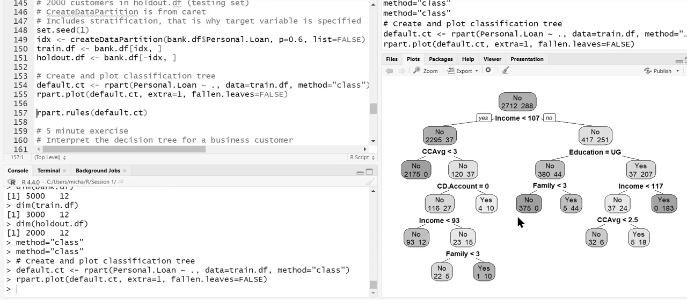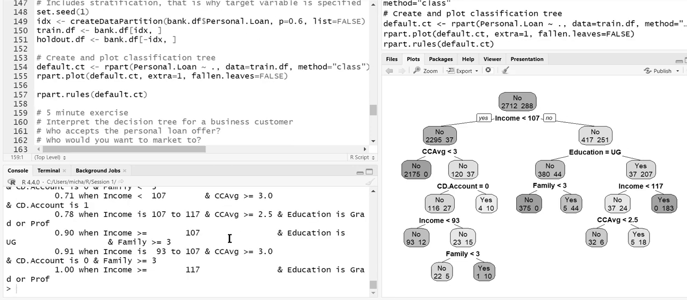Okay, so here we see it, and we can just intuitively look at this. Here we get a yes, and we're getting a yes for people who are relatively high income and who are not undergraduates. So they're grad or professionals. Okay, and so that makes sense, right? Higher income people and later stages of education are more likely to take the loan.